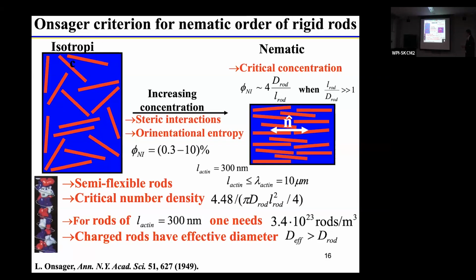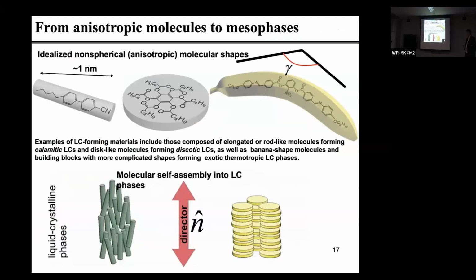And so one can, for example, very easily estimate this for the rods I was already showing, such as actin of different contour lengths or DNA. And we can see that at relatively dilute concentrations, not very high concentrations, we can already observe a transition from a disordered state to an ordered state.